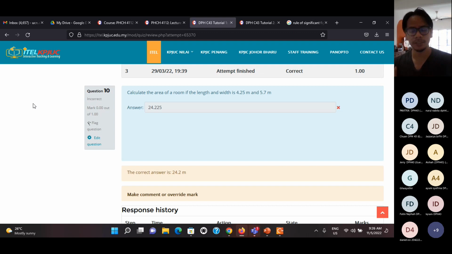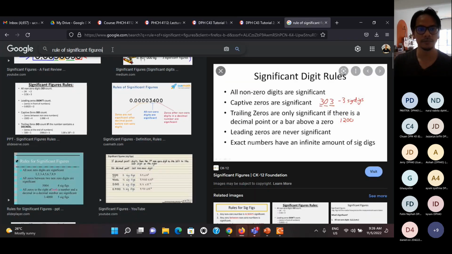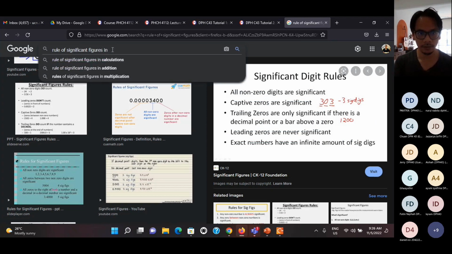So in calculation, in measurement, bila kamu nak report kamu punya final answer, kamu kena bagi, this is the rule. Rule significant figures in calculations.